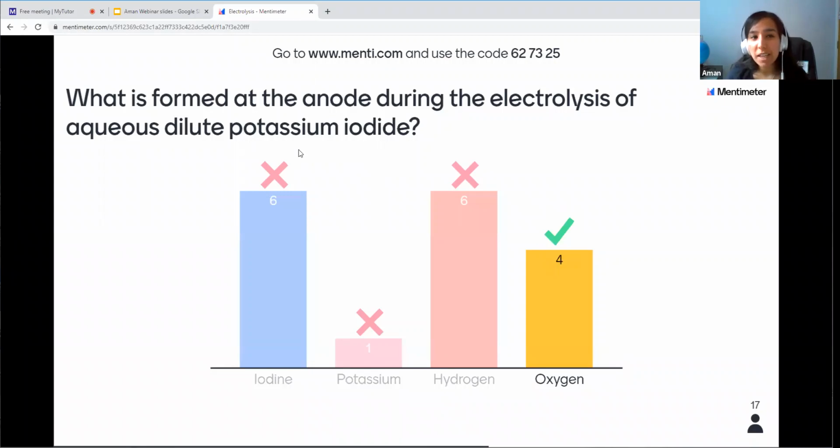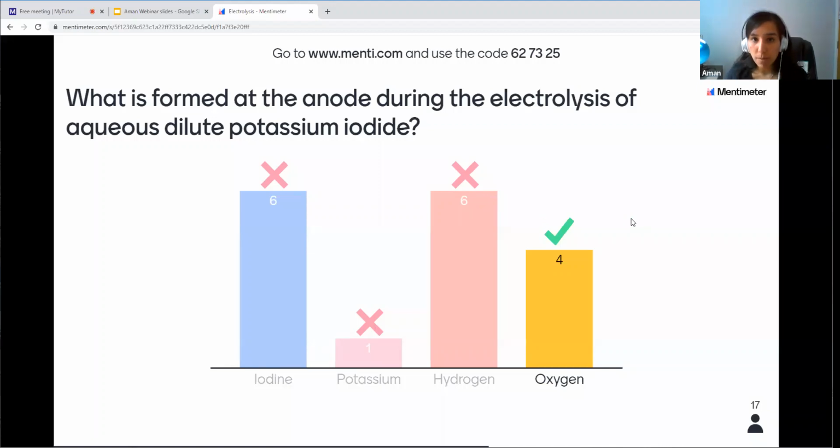So the reason for that is because potassium will go towards the cathode, but because it's more reactive than hydrogen, hydrogen's produced at the cathode. Remember, hydrogen's attracted to the cathode. This asked about the anode. So at the anode, the only things that could be produced are iodine and oxygen. The reason it's not iodine is because of this keyword here, dilute. So that's why I emphasize dilute and aqueous. So it's oxygen, and that's only because it's dilute. Otherwise, iodine would have been produced.